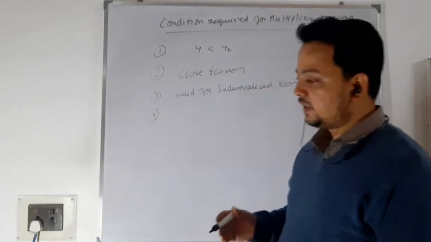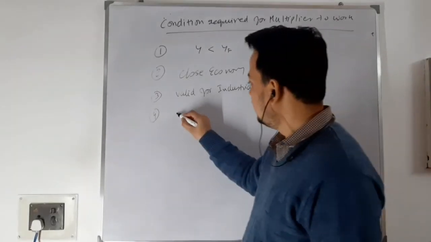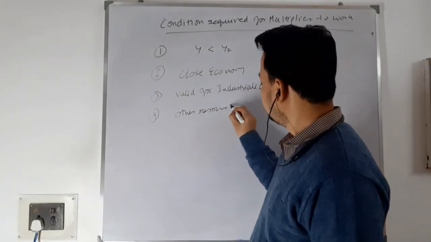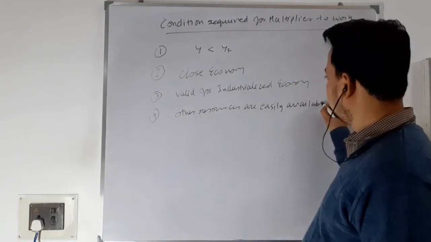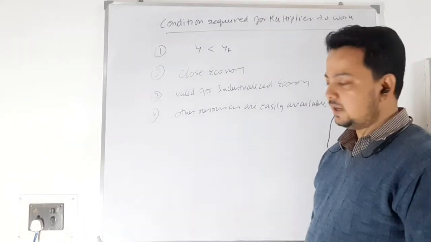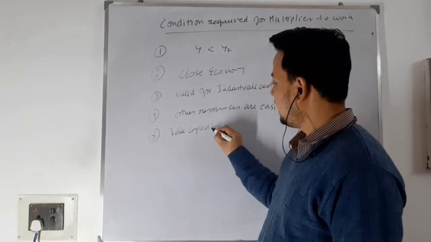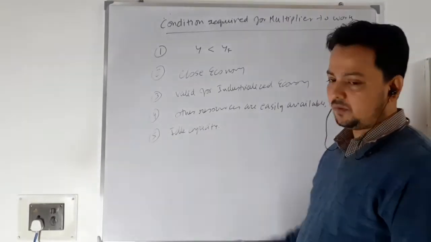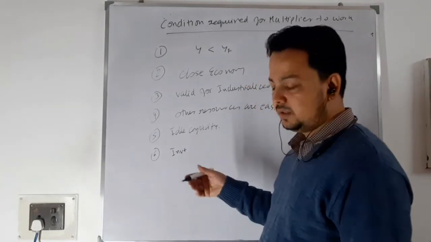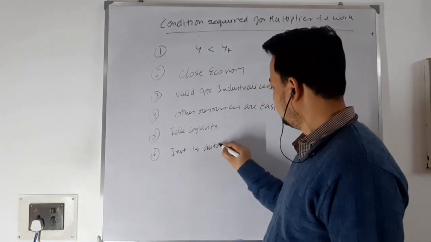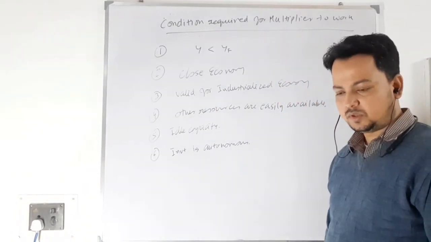Fourth, when there is an increase in demand, aggregate supply can increase. For that you require that other resources are easily available. I talk about idle capacity. You need to have idle capacity for the multiplier to work. If you don't have idle capacity, the multiplier will not work. Investment is not done for a profit motive. Here, investment is autonomous. Basically, your investment is public sector investment. He is talking about that.